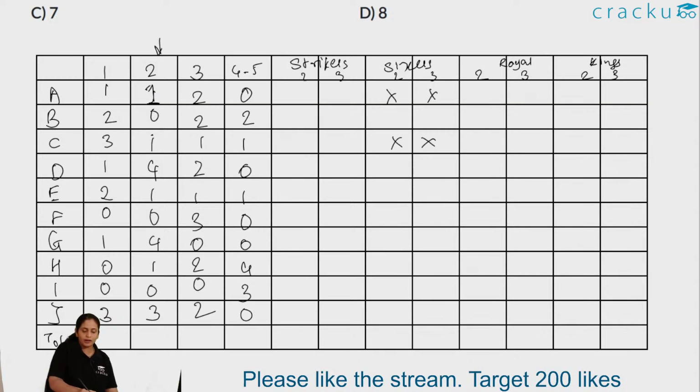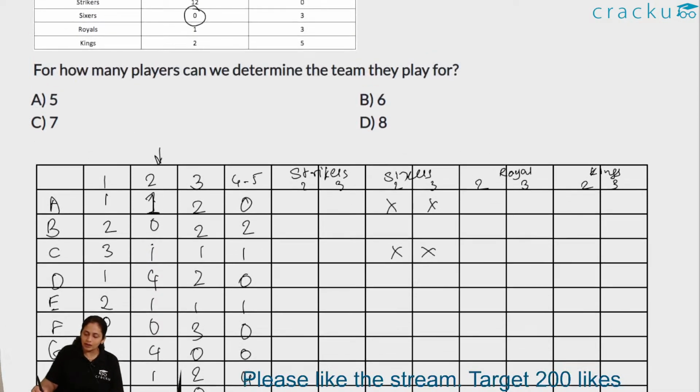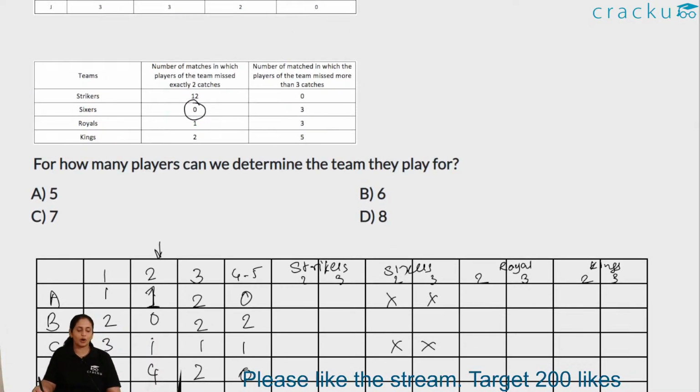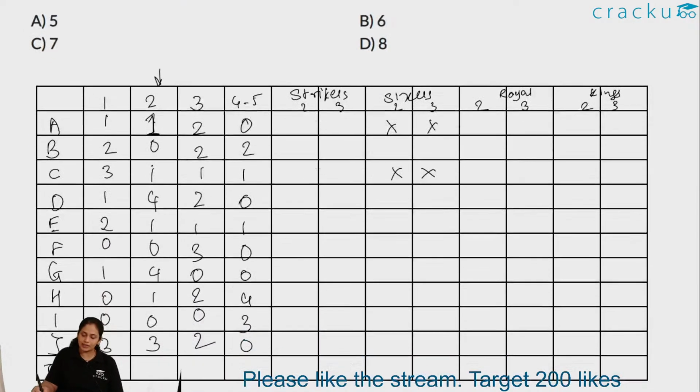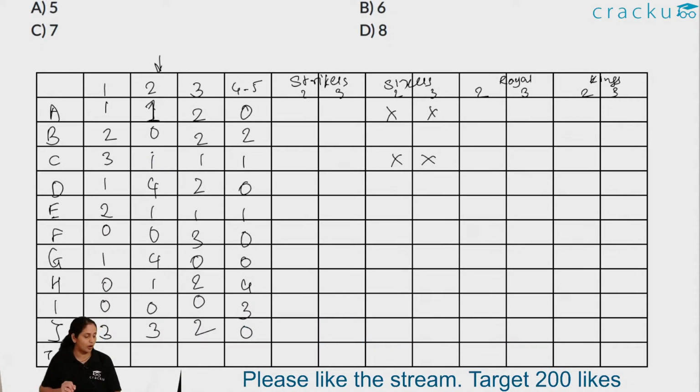Since he has dropped 1 catch, A cannot be part of the Sixers, C cannot be part of the Sixers, because again this is a non-zero value, because the number of matches in which their players have dropped exactly 2 catches is 0. So anyone who has a non-zero value in this particular column would not have played for Sixers. So this is 0, this is 0, this is crossed, and the rest are crossed. So you have 0 over here, 0 over here, 0 over here. These 3 players are the only players who could have played for Sixers as such.